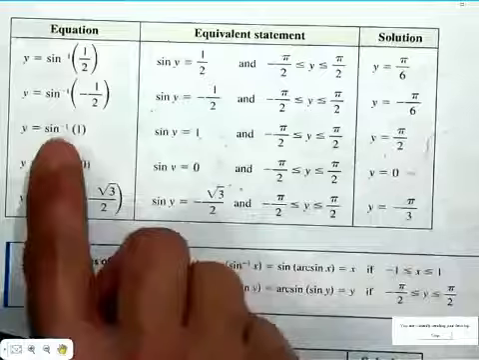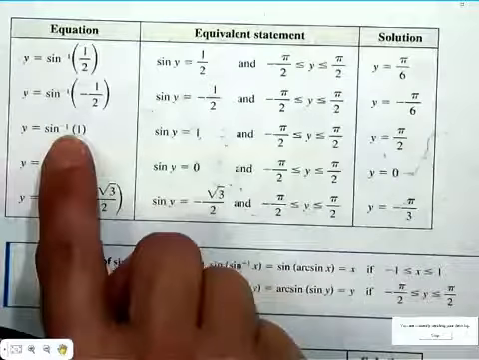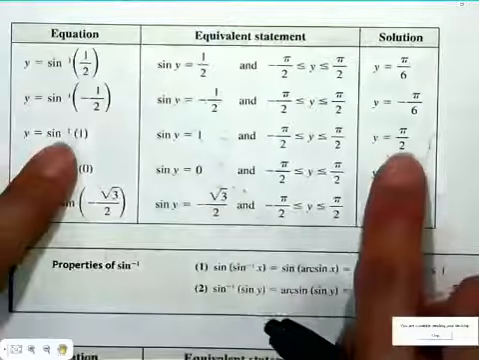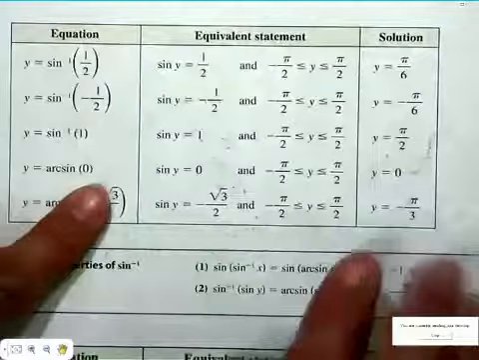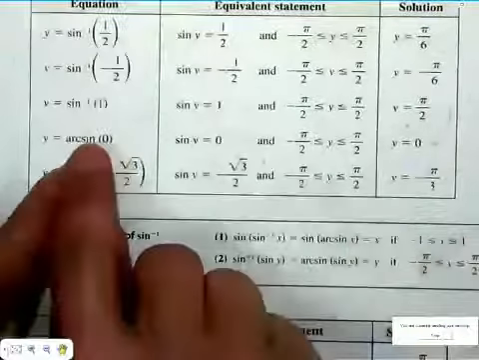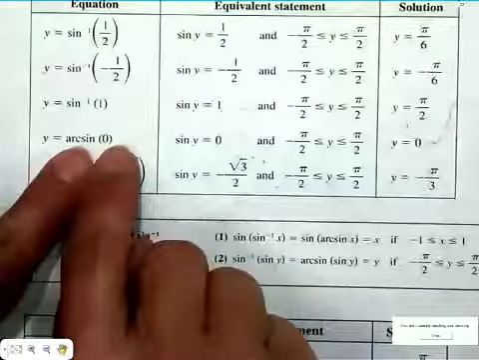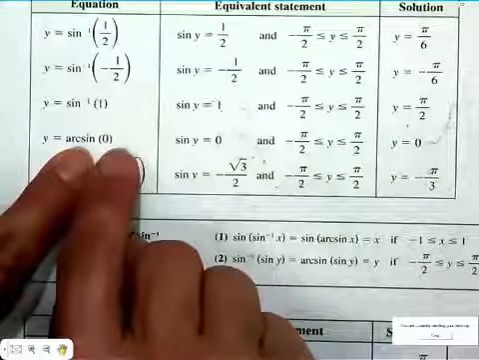Inverse sine of 1: there's only one angle in the unit circle whose sine is 1, and it's pi over 2. Arc sine of 0: there are 2 times on the unit circle where sine is 0. What 2 times? 2 angles that have a sine value of 0.